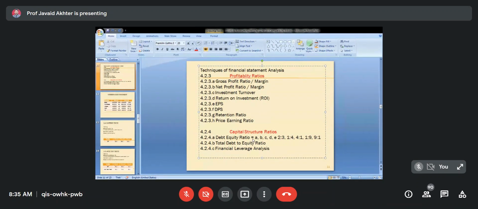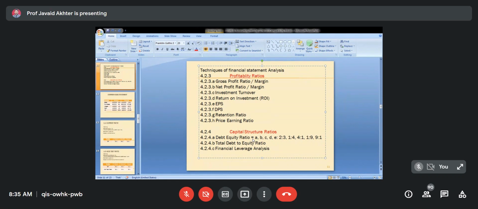That has been explained in part C. Right now, we cannot take a final call unless we go through part C of our slide, the last part, that is financial leverage. So right now, just the calculation part I have made clear. That is how do we find the debt equity ratio?